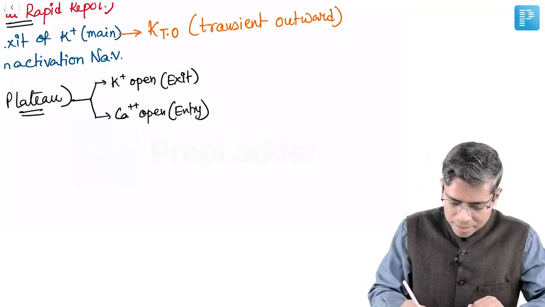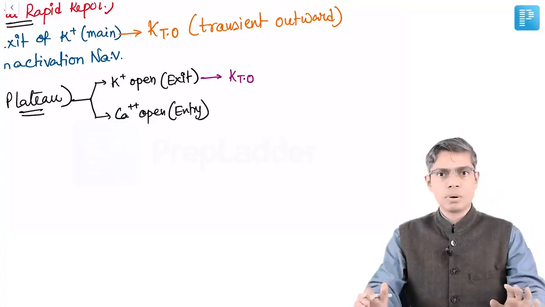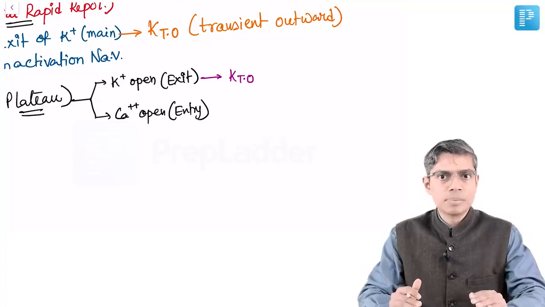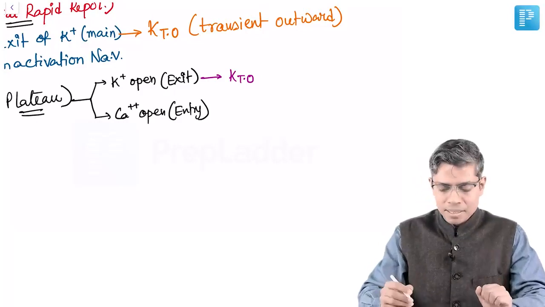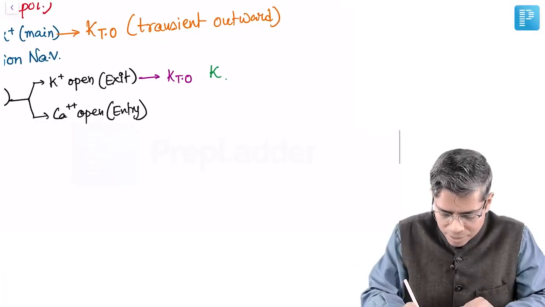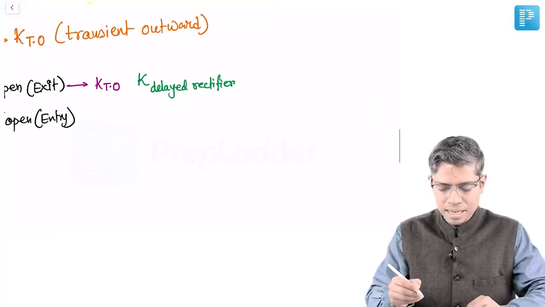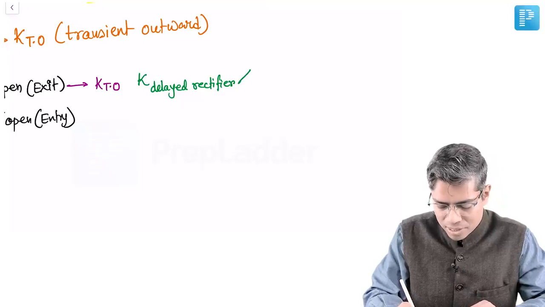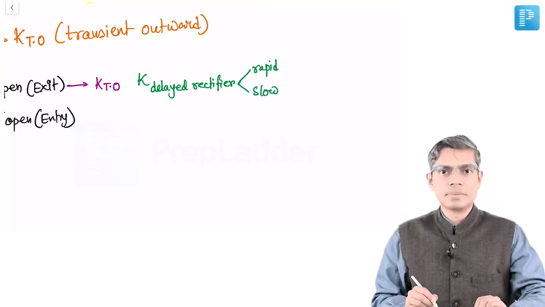So I told you that in phase 2 the Ito channel is still open, although the name of this channel is transient. But please remember that even at the initial part of phase 2, the Ito channel remains open, but there will be opening of a separate type of potassium channel, that is the delayed rectifier potassium channel. This delayed rectifier potassium channel also has 2 types. One is the rapid type of delayed rectifier potassium channel, and one is the slow type of delayed rectifier potassium channel.